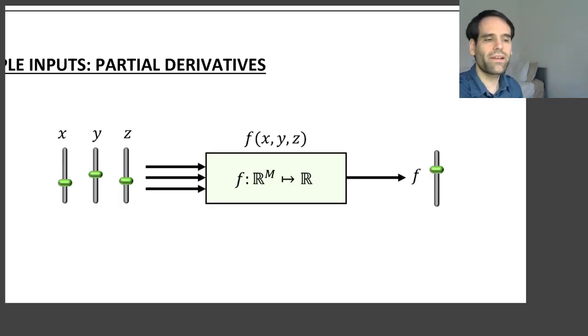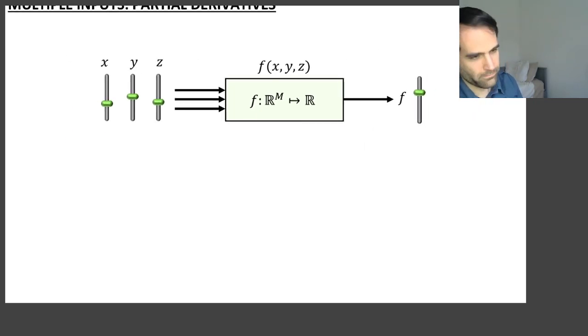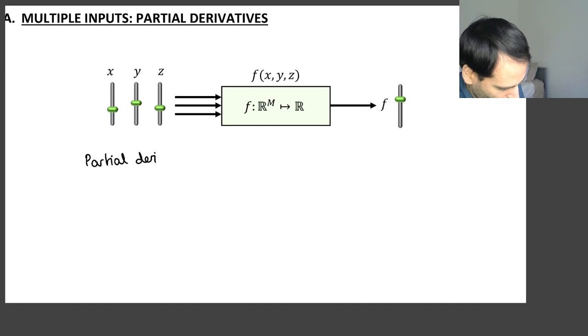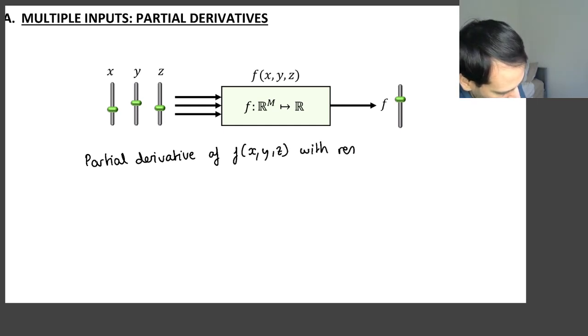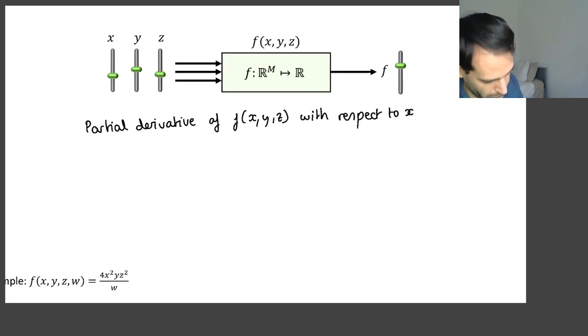So how do we do the derivative of f? Very, very easy. Let me write it down. Partial derivative of f, which is a function of x, y, z, with respect to x, it's just a normal derivative, but assuming that all the other input variables are constant.